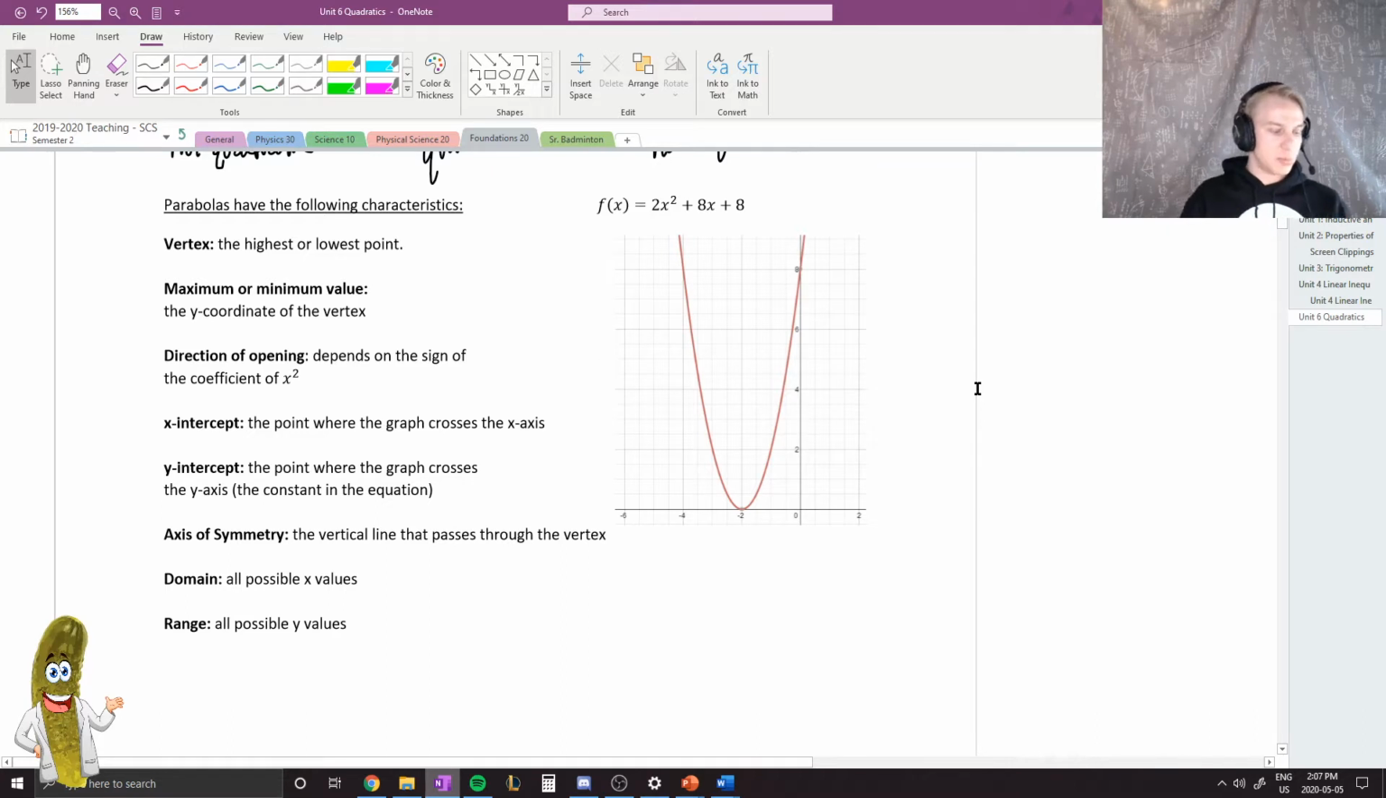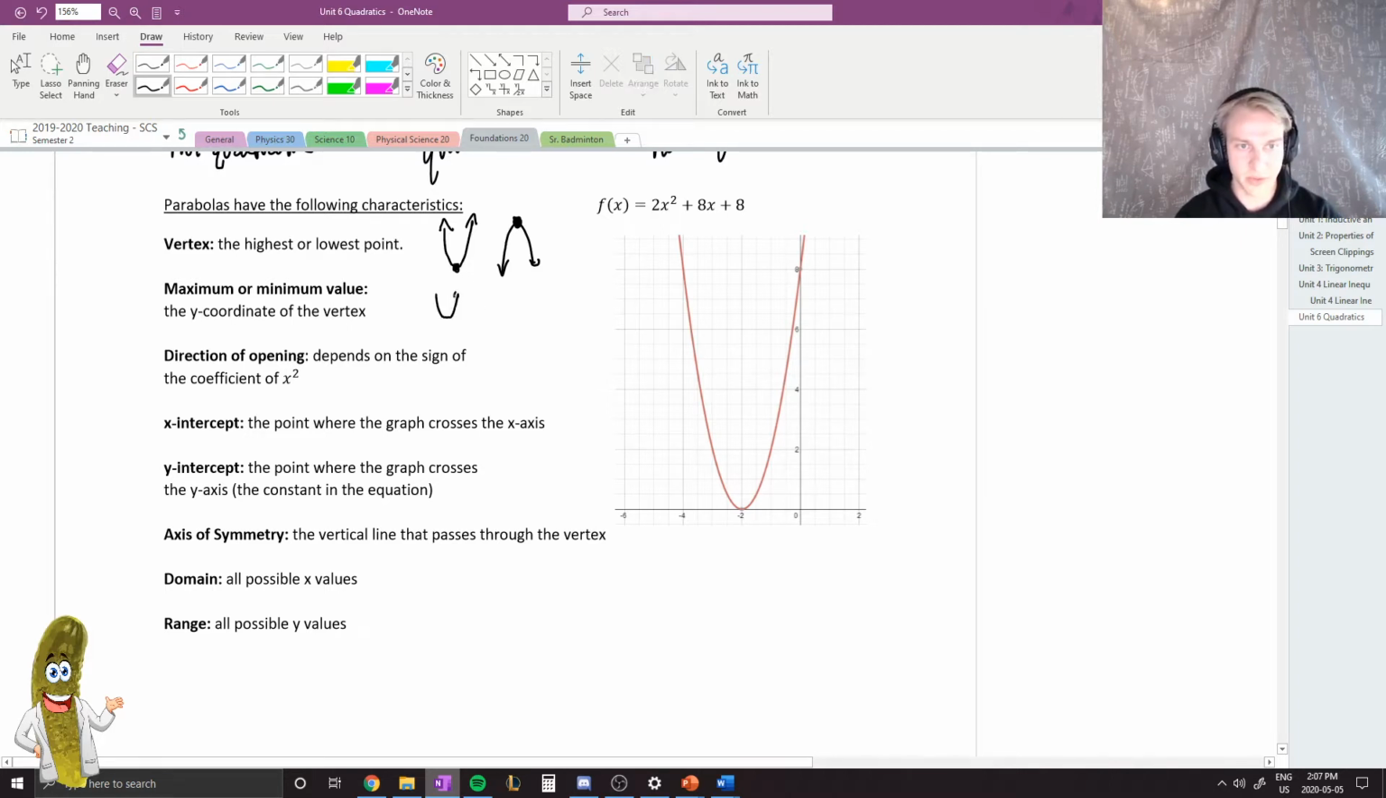When we are talking about parabolas, they all have the following characteristics. So there are all of these ways that we can describe parabolas. First and foremost, they have the vertex. This is the highest or the lowest point. So that will either be this point down here or this point up here. It'll have one of those 2 points. It must. It'll have a minimum or maximum value, and that will be the y-coordinate of the vertex.